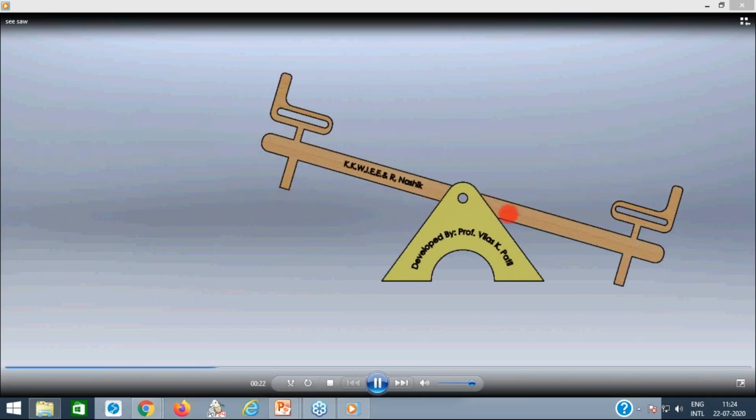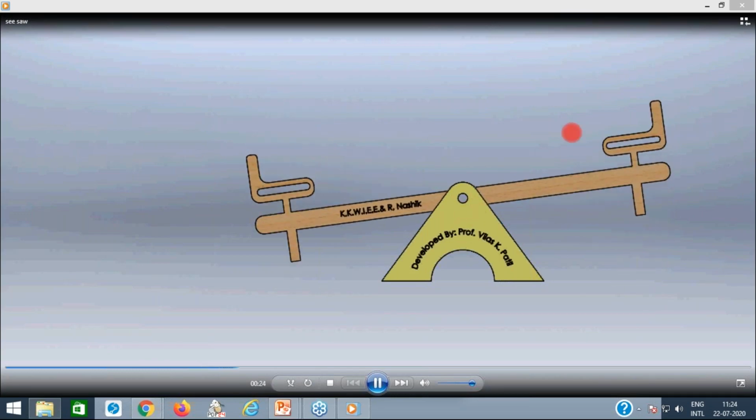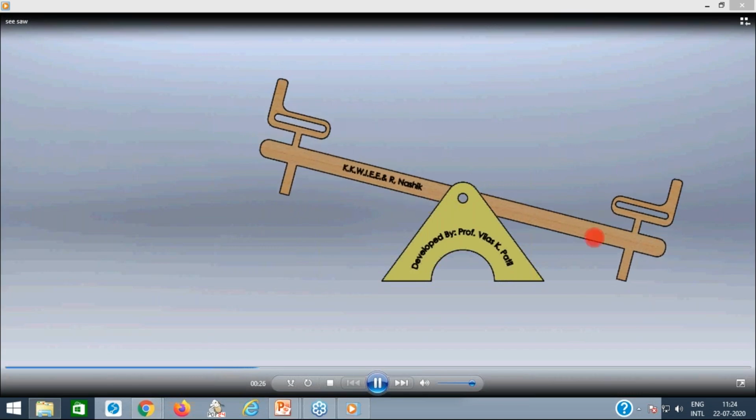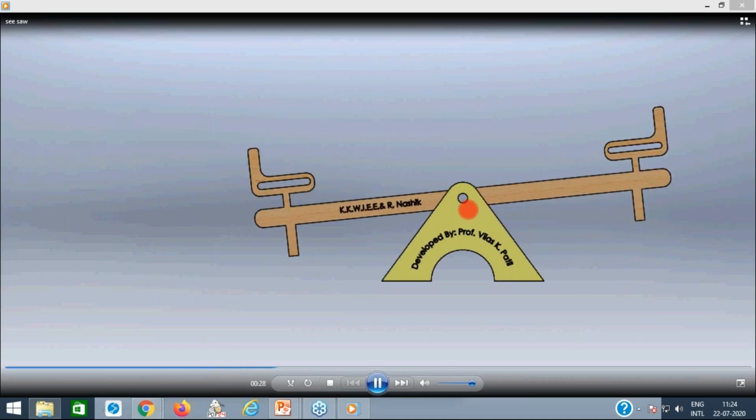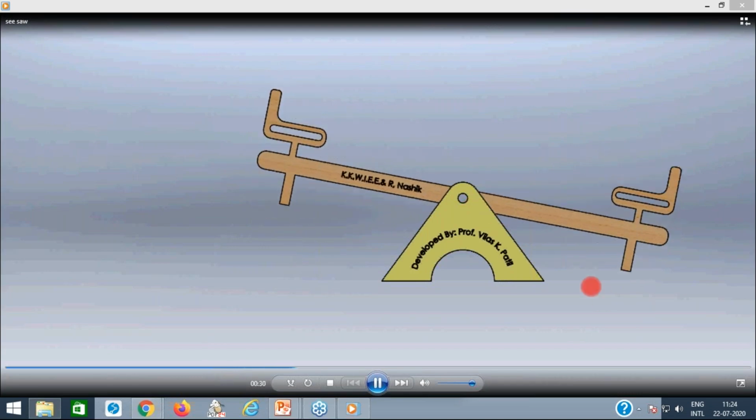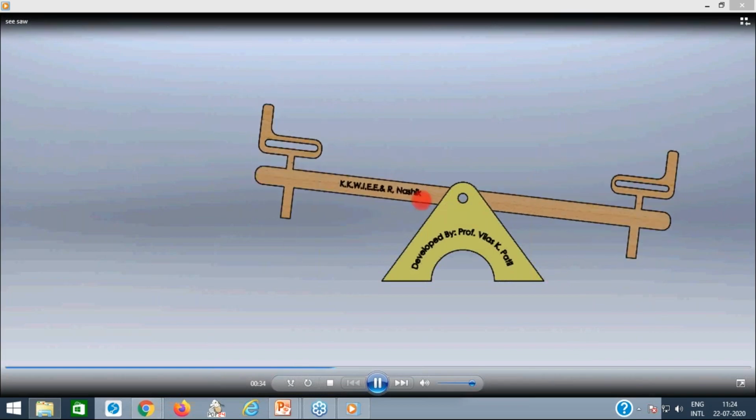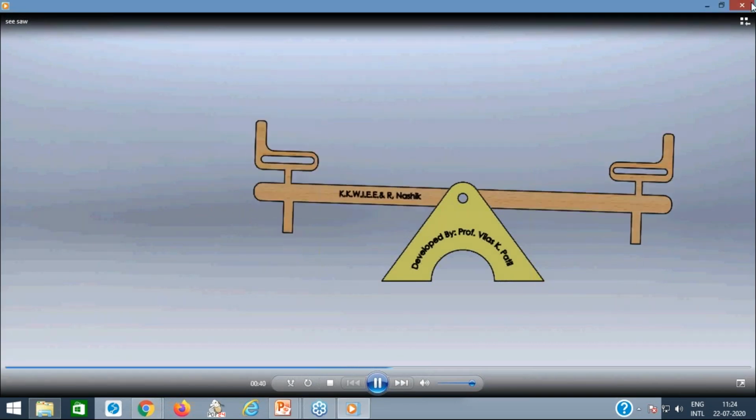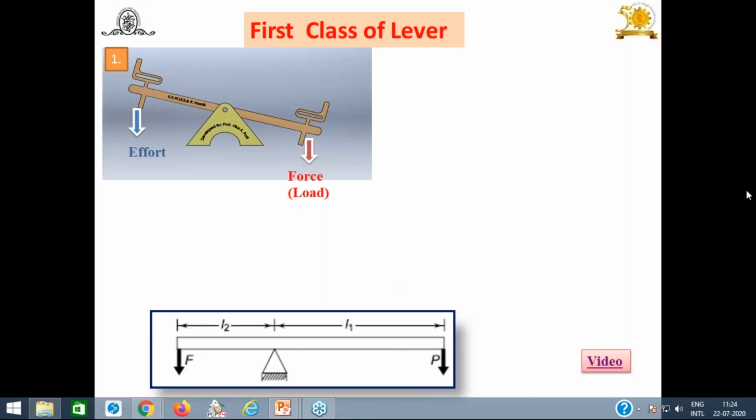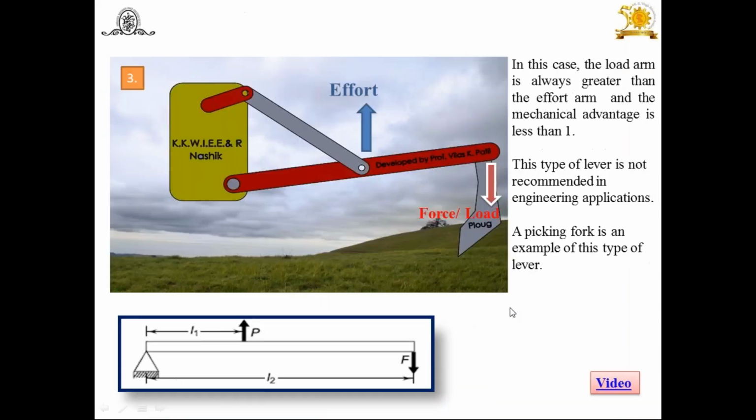But in this case, while preparing the video, L1 is equal to L2, so the mechanical advantage is equal to 1. Try to understand. It is an example of a seesaw. You might have seen it in gardens also. This is about the class 1 or type 1 lever, or first class lever. Okay. It is also shown here. I have already explained this. Now let us see another case here.